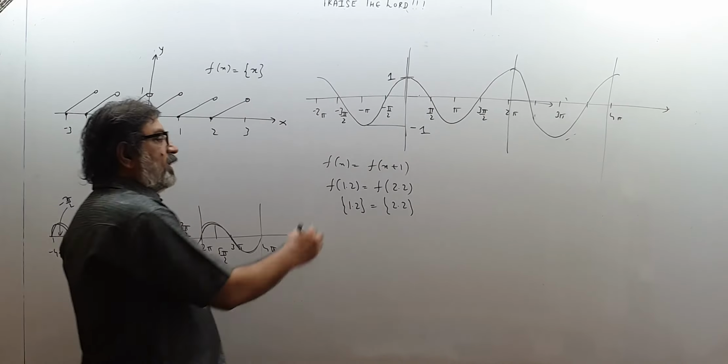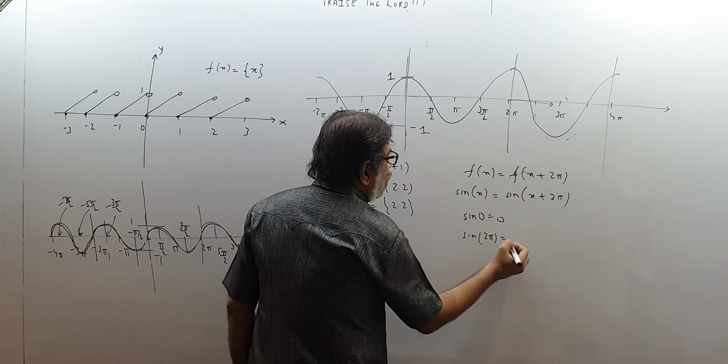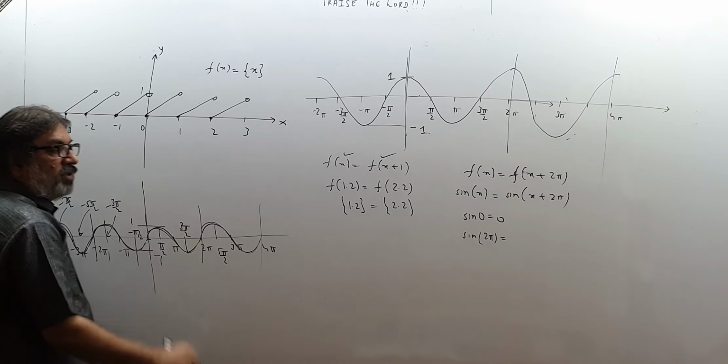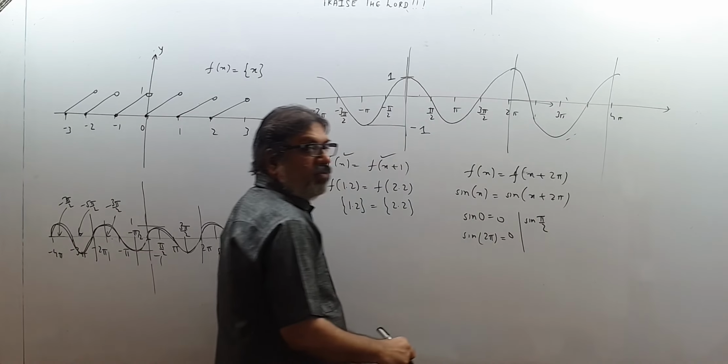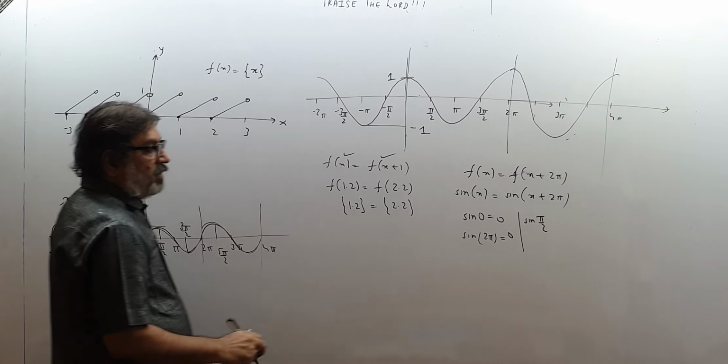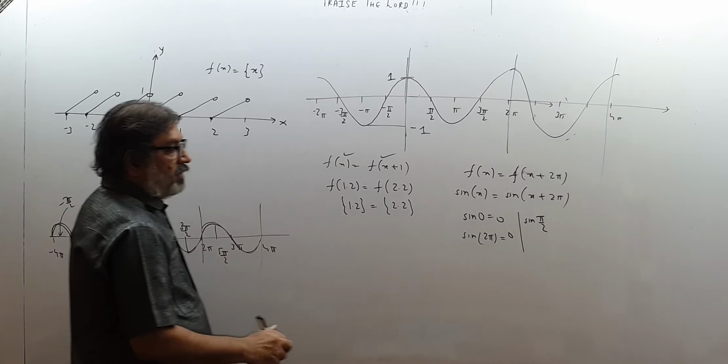And what about 0 plus 2 pi? Sine 2 pi. What is sine 2 pi? At 2 pi again the graph passes through the origin. The value is 0. Let us check sine pi by 2. I put x as pi by 2. Sine pi by 2 is 1.